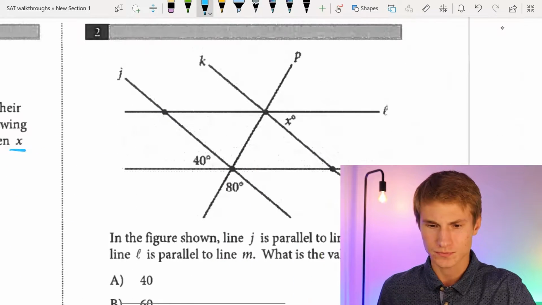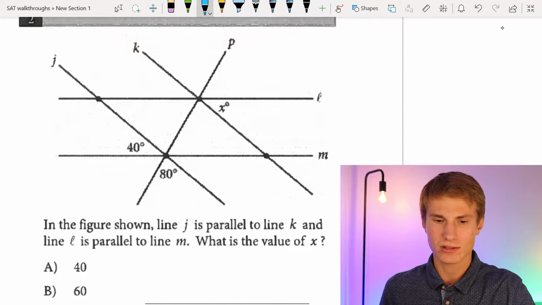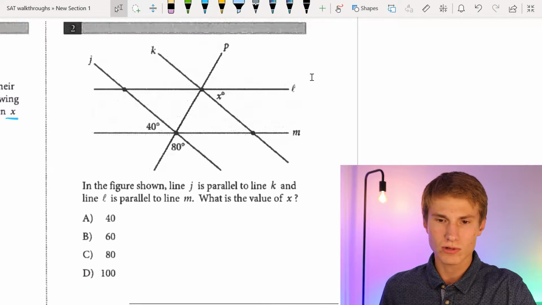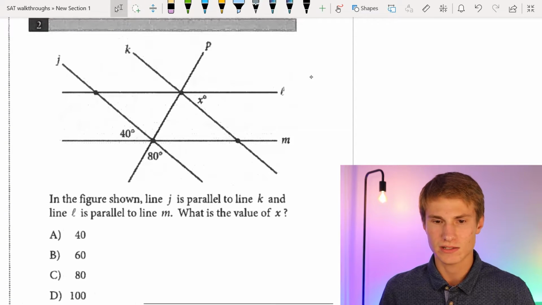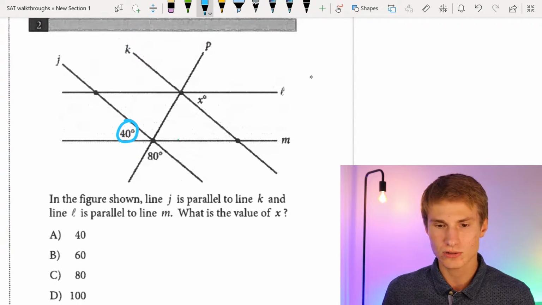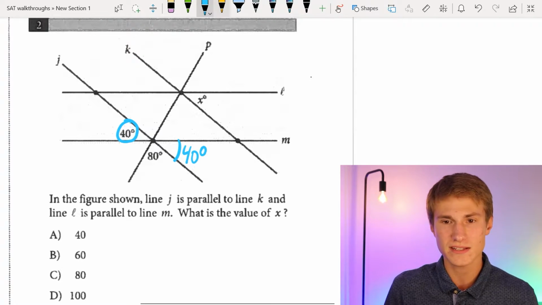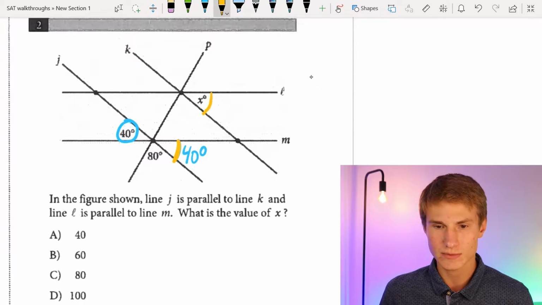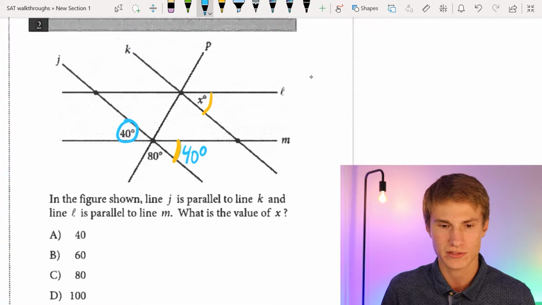All right, moving on to number 2. In the figure shown, line J is parallel to line K, and line L is parallel to line M. What is the value of x? Well, in order to solve for x here, what we want to find is its corresponding angle. Now, we know that this angle 40 has a vertical angle with our angle that I'm marking in blue here. Okay, so we know we'll also have a 40 there. The next thing we see is that our angle x, which I'm marking in orange, is also going to correspond to our angle of 40, which I'm also marking in orange. Since they correspond, they're going to be the same angle measure. Therefore, our answer for number 2 has to be answer choice A.